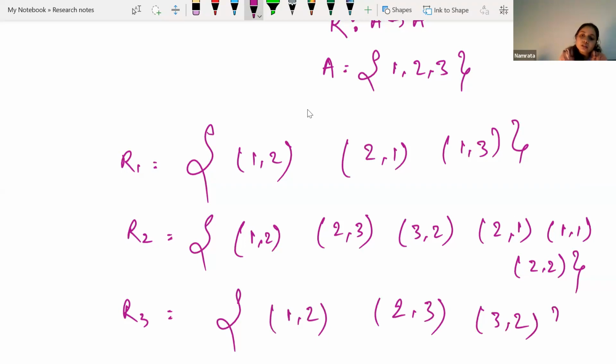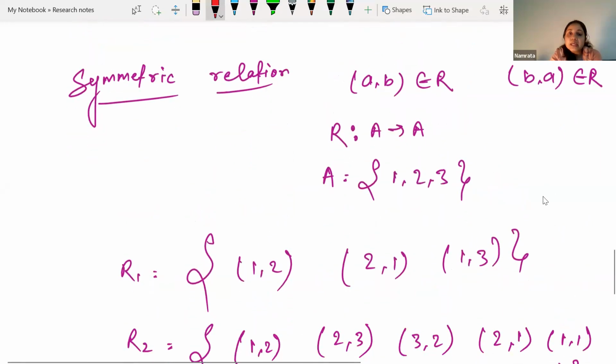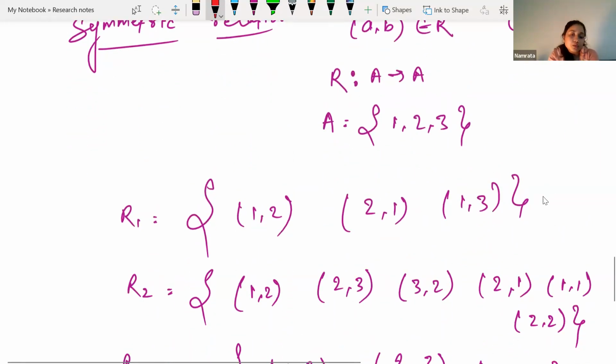In these three examples, we will check one by one whether the given relation is symmetric or not. I am saying if (a, b) belongs to set R, then (b, a) must be there in set R. So (1, 2) is there, then (2, 1) also has to be there, and yes, it is there. So we can say it's symmetric.